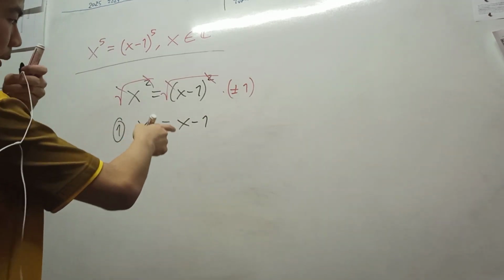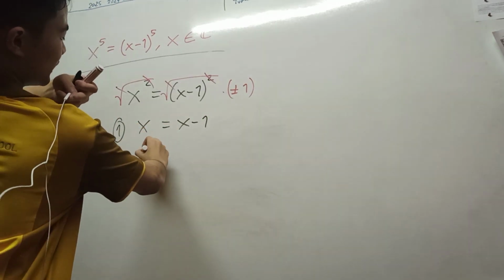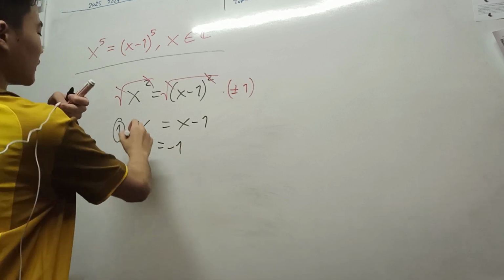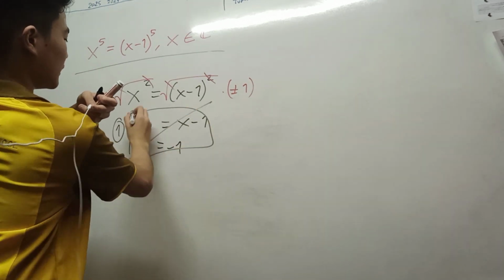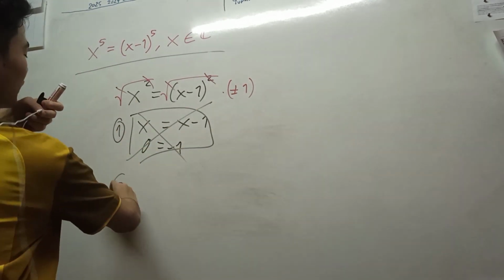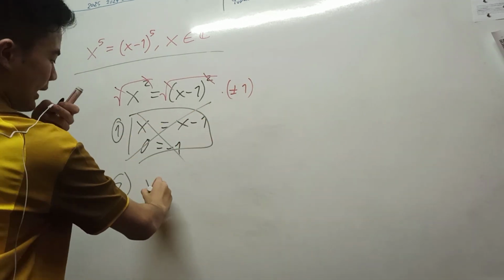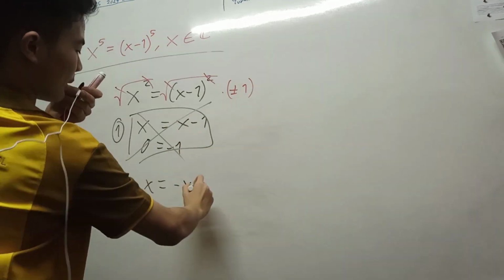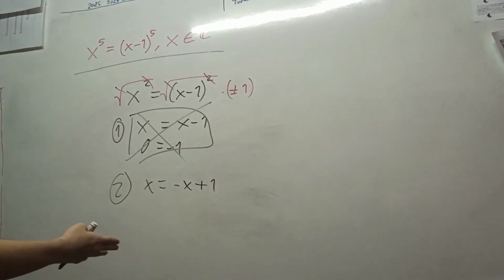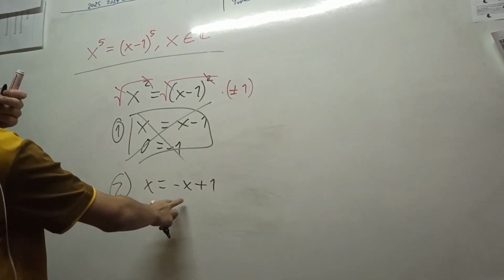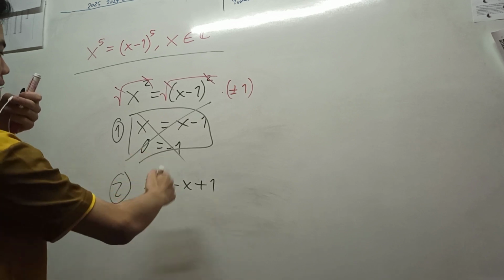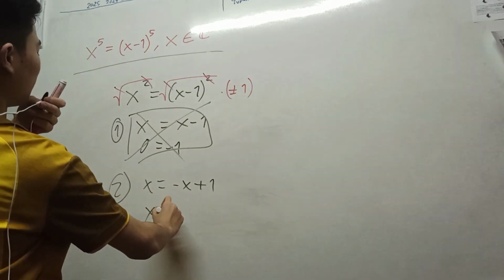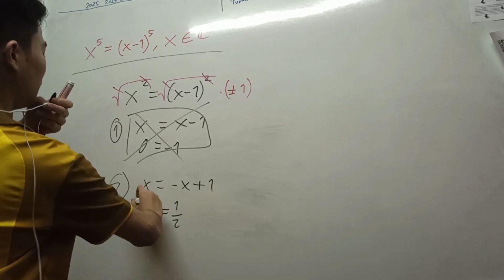So x is equal to x minus 1, x minus x is 0 equals to minus 1, that is false. So this whole thing is wrong. However, the second scenario where it is negative, we have x is equal to, distribute the negative here, we have minus x, and then minus times minus is plus, so we have that. And now that we have that, we can move that to the other side where 2x equals 1, and then divide by 2 on both sides, so we have x is equal to 1 over 2.